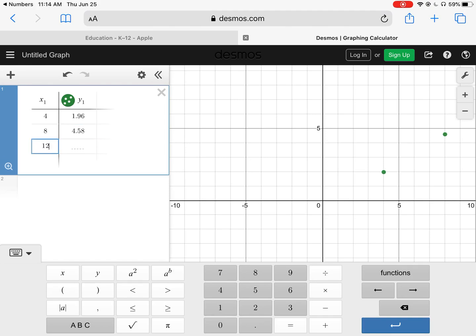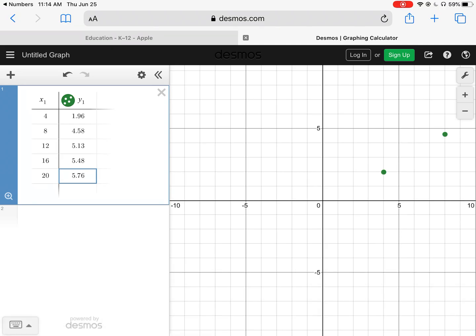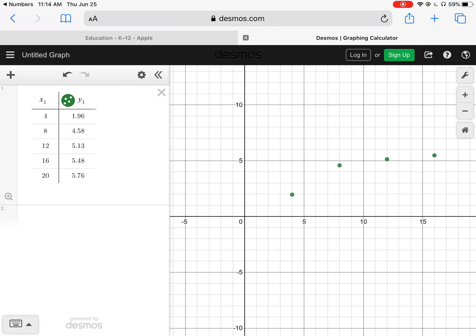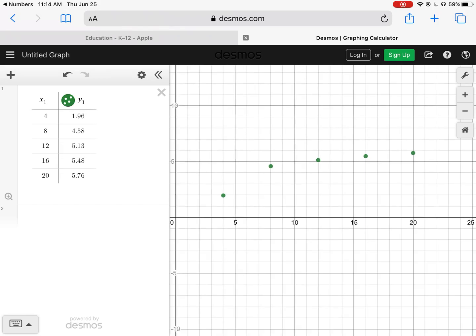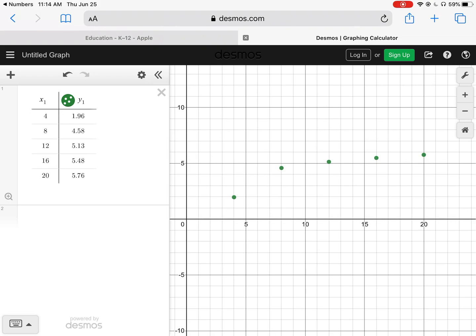Third point, 12 students took 5.13 seconds to do the wave. Fourth point, 16 students took 5.48 seconds to do the wave. And our final point, 20 students took 5.76 seconds to do the wave. And you can see that as I was inserting those points into my table, the points are being plotted over on the graph here. So here's your scatter plot.